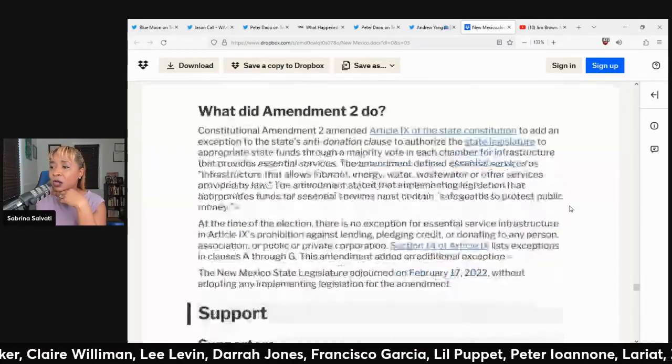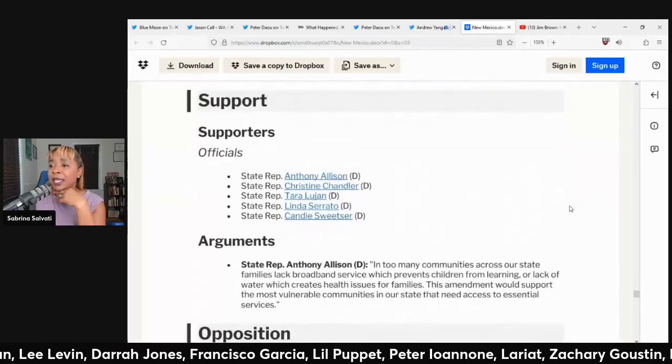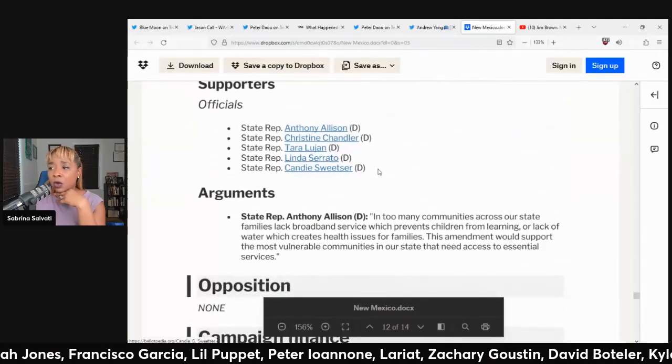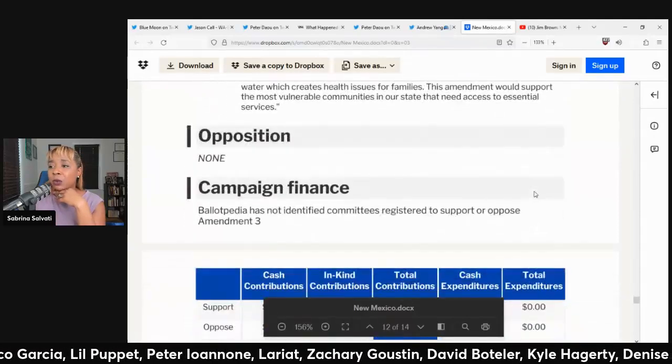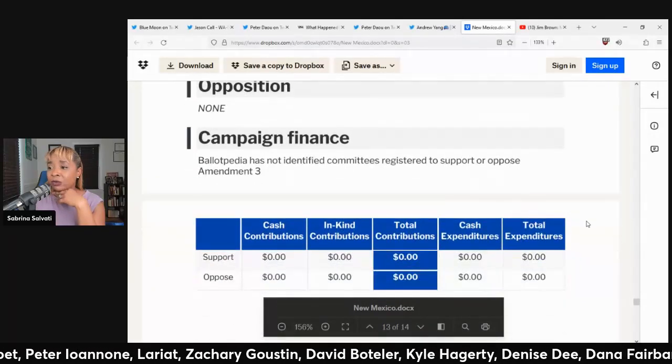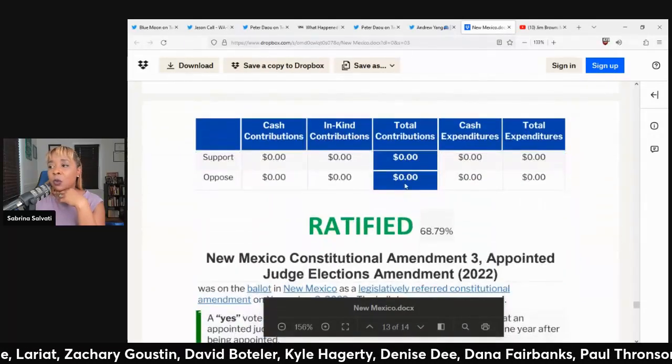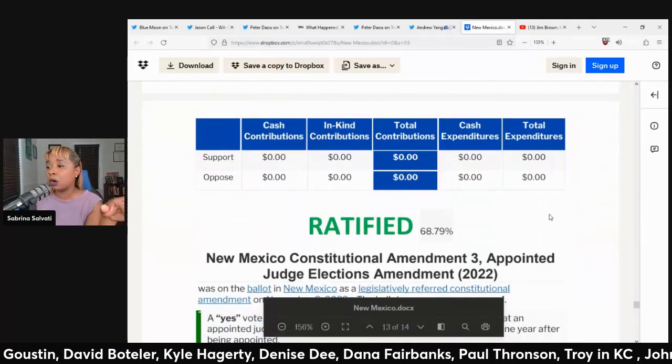New Mexico was on a roll. Not seeing bad ones already. And then here's a list of supporters here, all Democrats. And there was no opposition. In reference to campaign finance, there was no money spent to support or oppose.